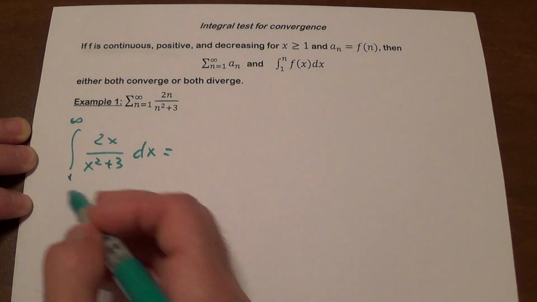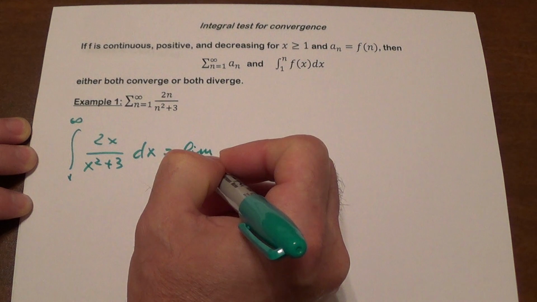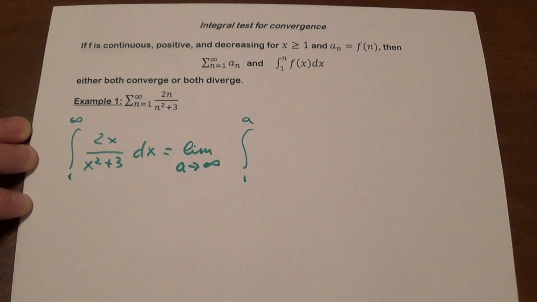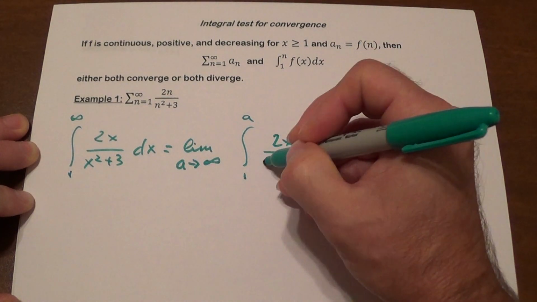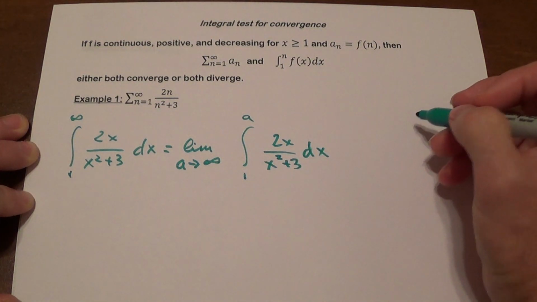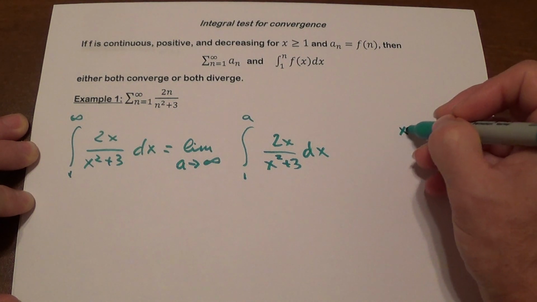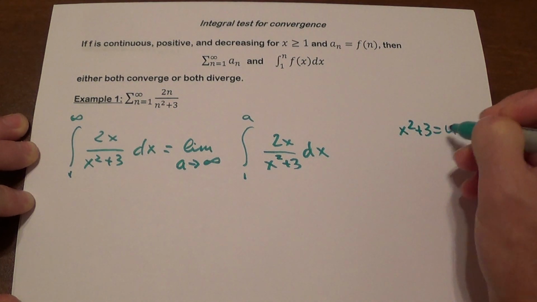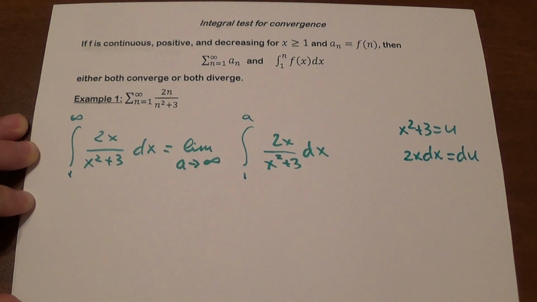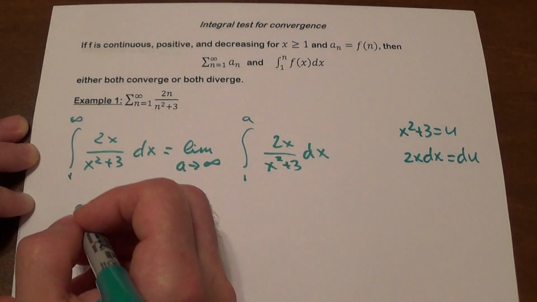This is an improper integral, so we're going to have to use a limit as a approaches infinity of the integral from 1 to a of 2x over x squared plus 3 dx. This is our situation when we use u substitution. So x squared plus 3 is u, and then 2x dx is du. And then we can replace all that. Do need to remember to recalculate the limits.